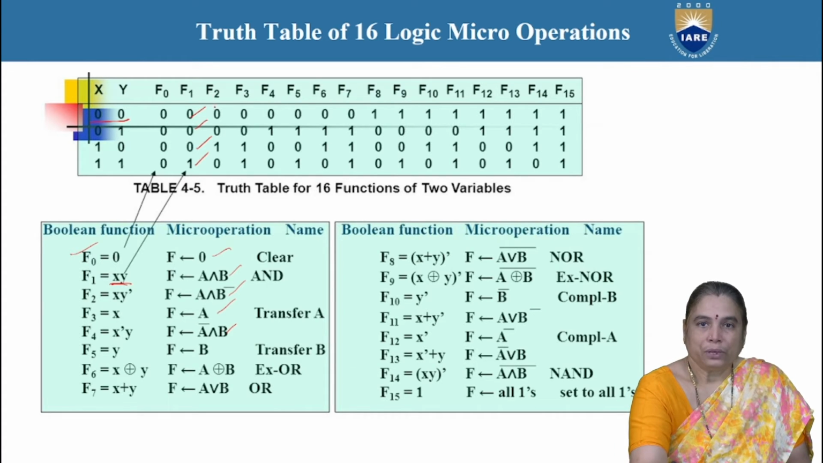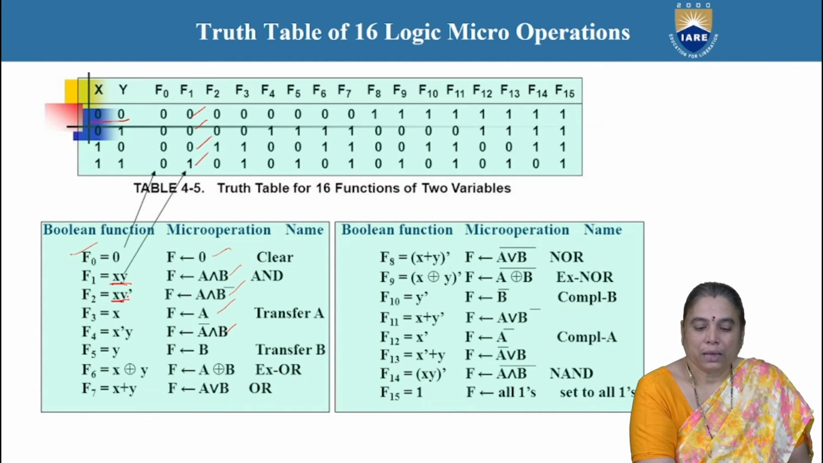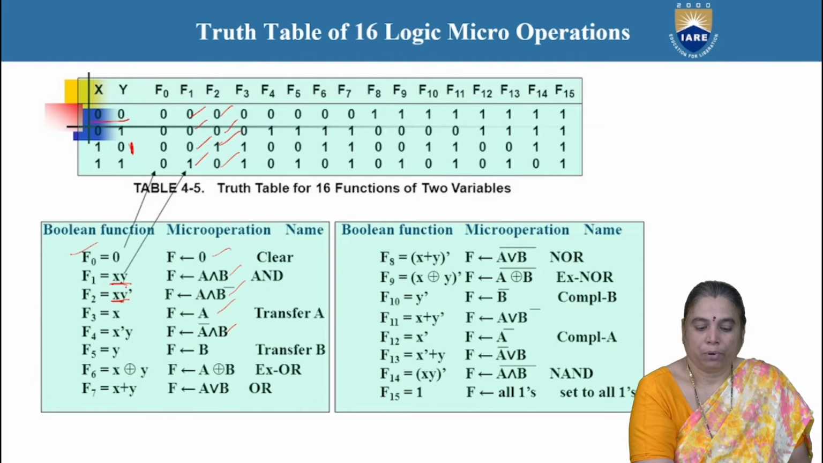And F2 is the next logical micro operation. What is the F2 logical micro operation? X Y complement. The second number is complemented and multiplied with X. In case of 0 0, it is 0, and 0 1 is 0. In case of 1 0, X into Y complement, it is 1 into 1, 1. And in case of 1 1, it is 0. So this is the truth table of the F2 micro operation, X Y complement.